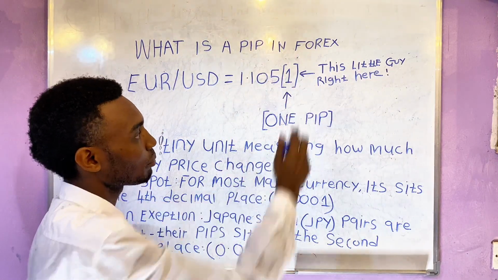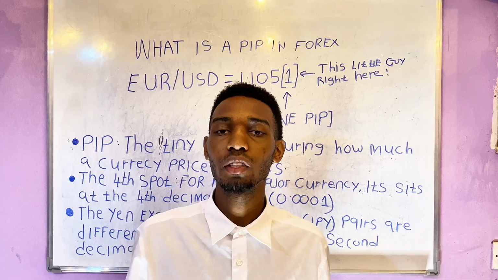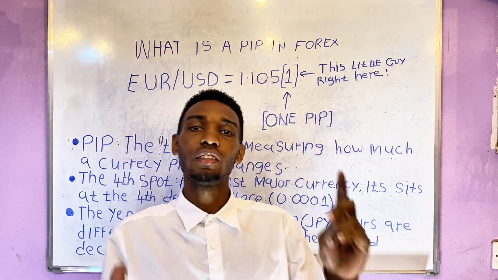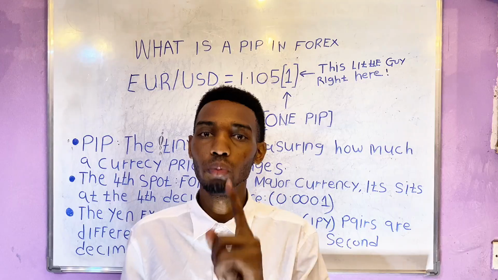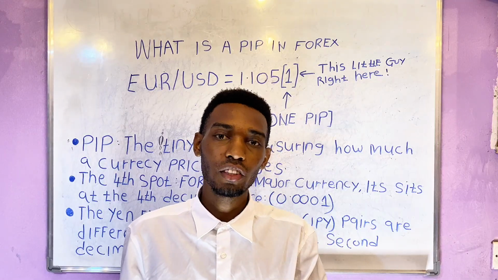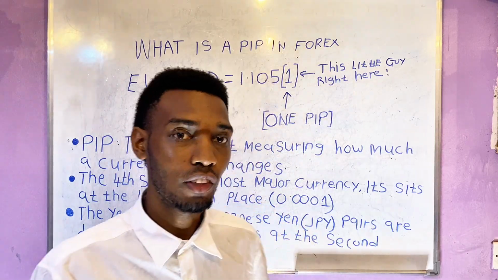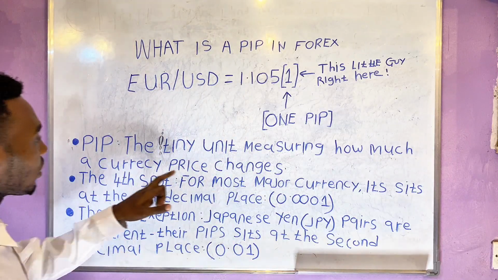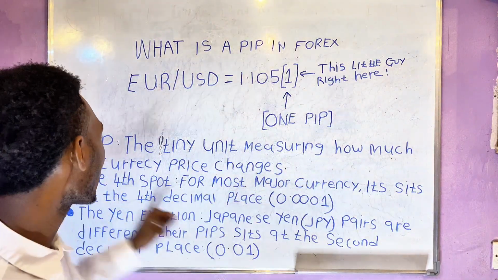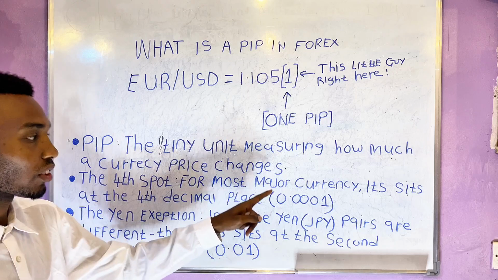What is a PIP in Forex? Simple. A PIP is a small unit used to measure the exchange rate between two currencies. PIP is the teeny unit measuring how much a currency price changes.